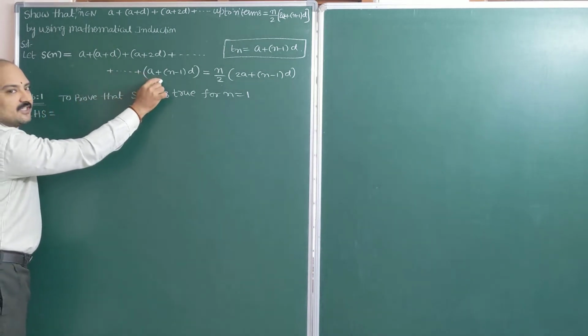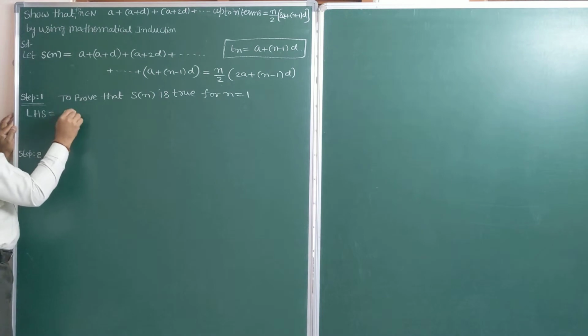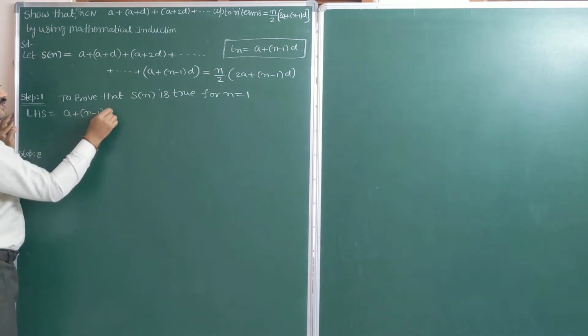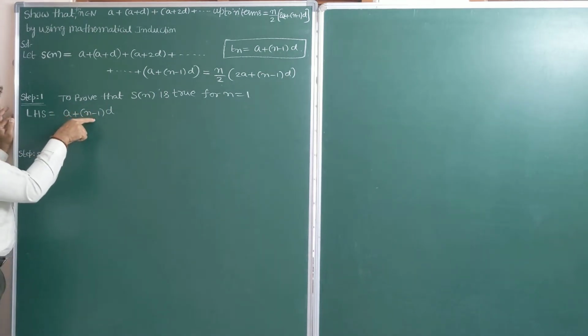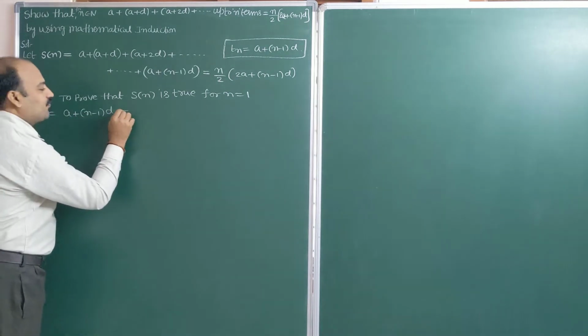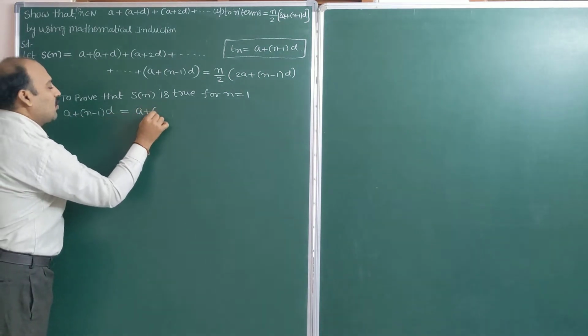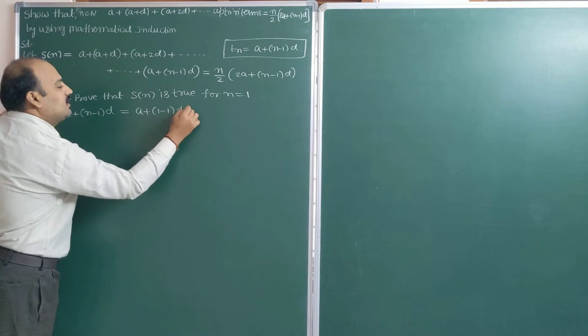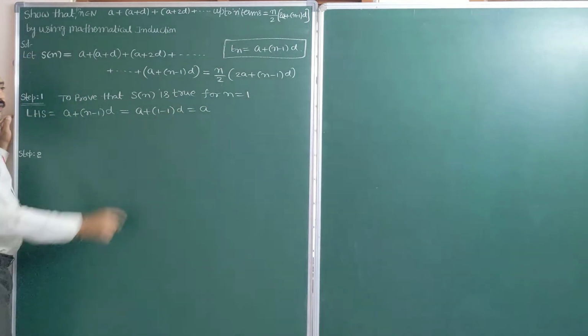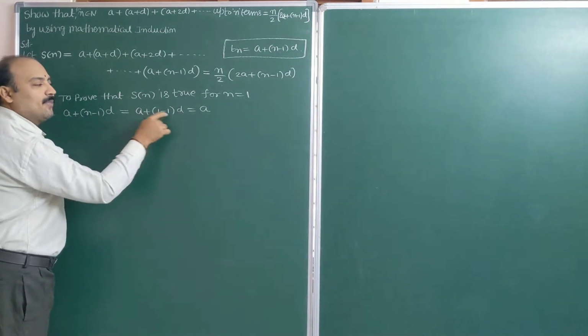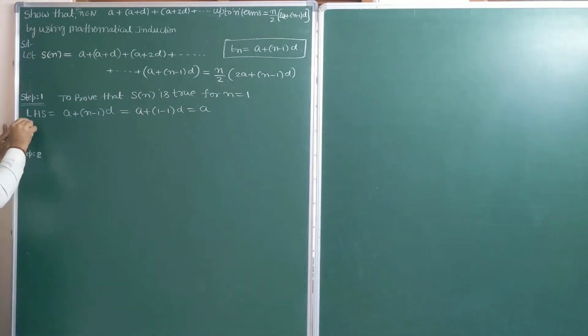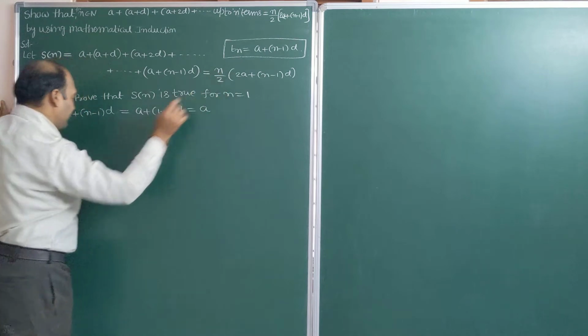So the nth term of the series will be A plus n minus 1 into D. Substitute n equal to 1 in this. So A plus 1 minus 1 into D, which is equal to A. 1 minus 1 is 0. A plus 0 is A. Next, the RHS value in the series, dear students.